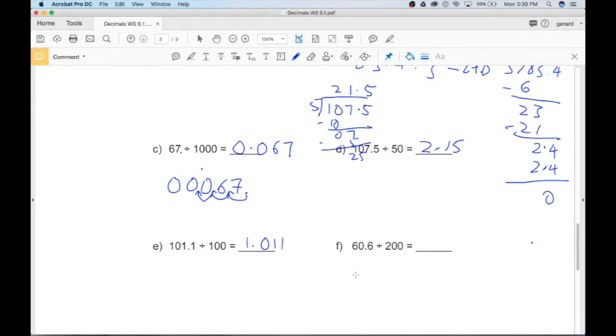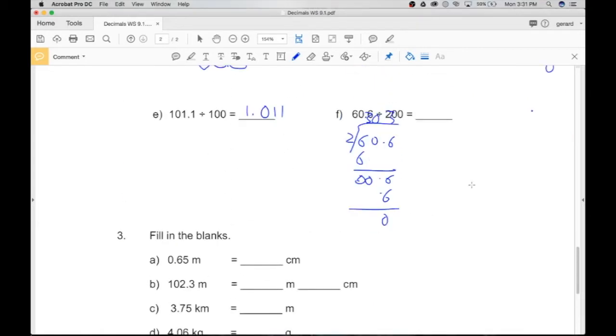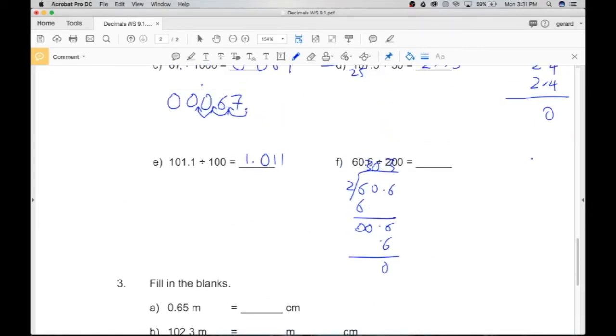Now this one, first we divide it by 2. 60.6 divided by 2. We got this 6, which is 3. 0 is 0. Then 6 divided by 2 is 3. Sorry, my fingers are kind of big. 30.3. That's the answer.